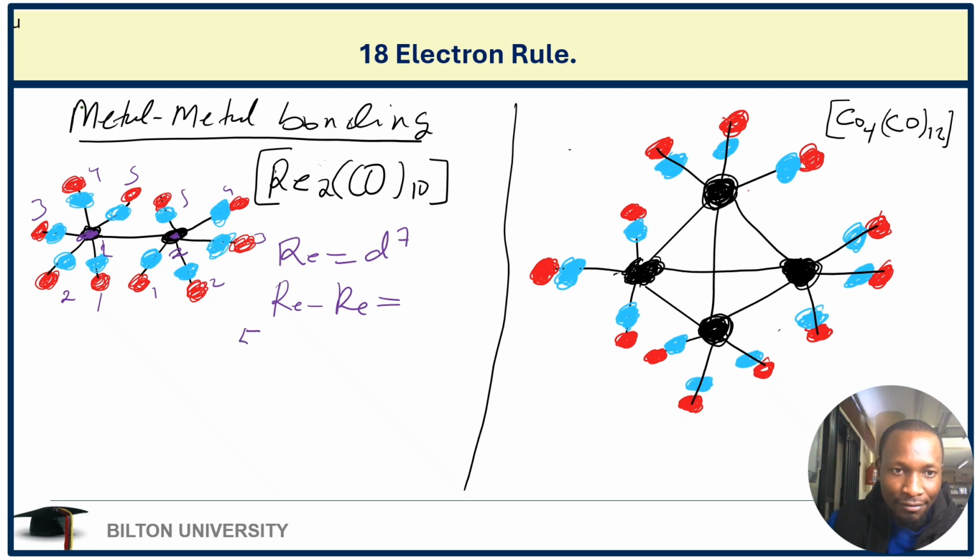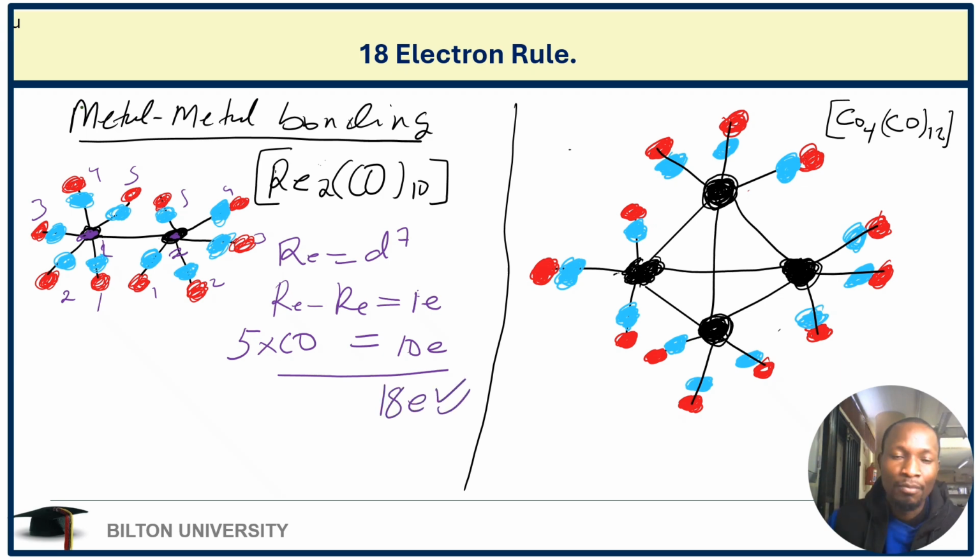So we have 5 times carbonyl. And remember, carbonyl is L type, so it's going to contribute 2. So 2 times 5 will give us 10 electrons. The rhenium bond is going to give us 1 electron. And rhenium is in group 7, so it's going to be D7, which is 7 electrons. So let's add them together. 7 plus 1 is 8. 8 plus 10 is 18. So we have 18 electrons, and this obeys the 18 electron rule.